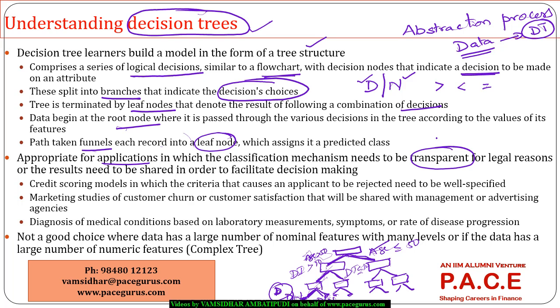compared to various other mechanisms, I would be relying on decision trees for the classification purpose, especially when the results need to be shared for the purpose of decision making. So I may use the KNN algorithm, naive Bayes, neural networks, support vector machines, and so many other things for doing the classification job itself. But every model has its own set of limitations also.